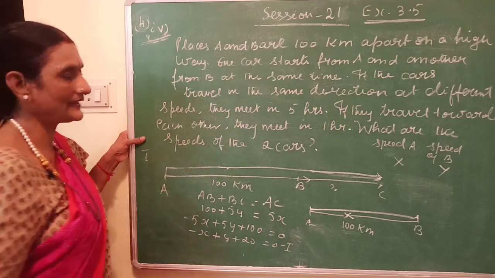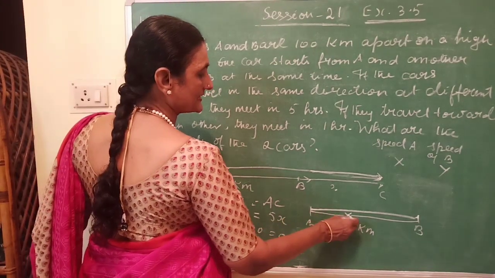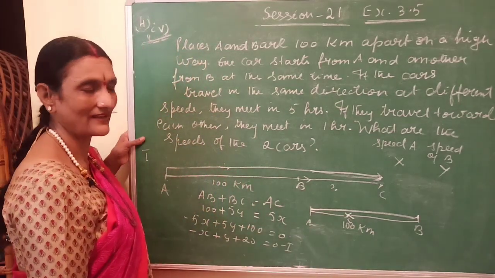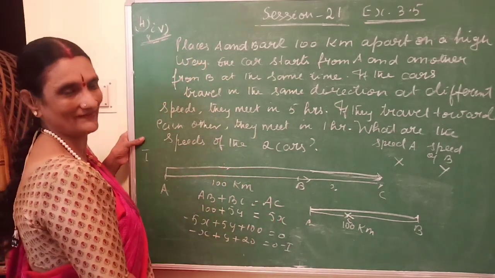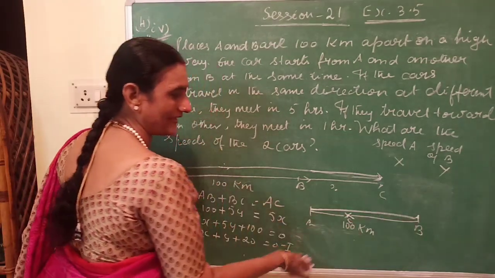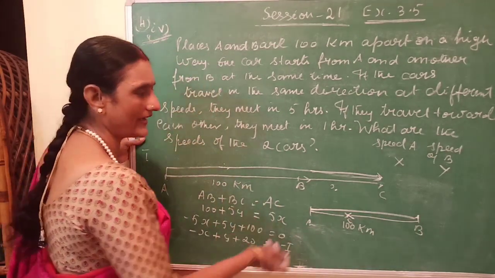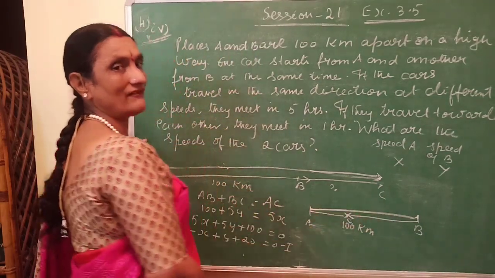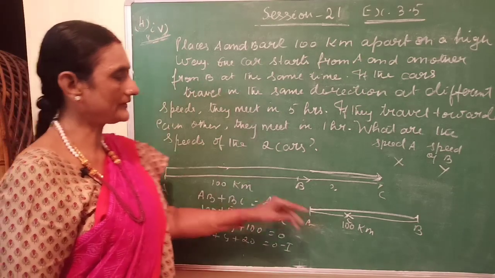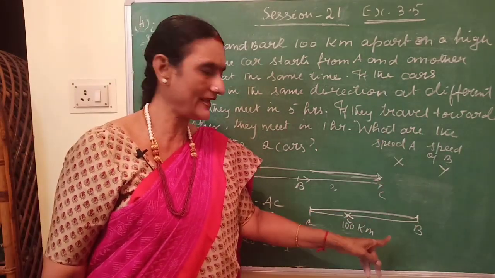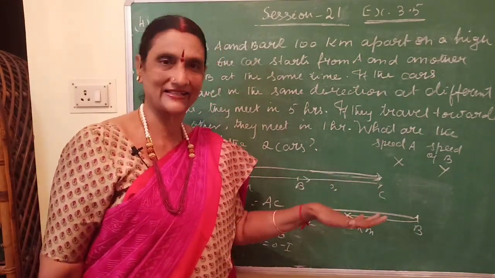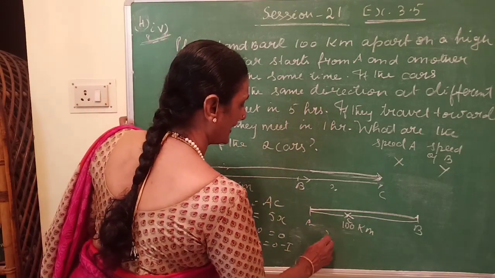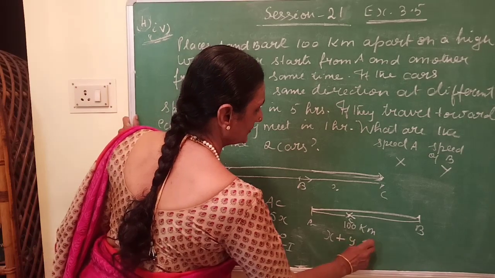That means how much is the distance? Suppose you mark this point as C, what is the distance AC? It is nothing but x kilometers. What is the distance BC? It is y kilometers. Why? In 1 hour the car would have travelled this distance, isn't it? Because the speed we have taken to be y, the distance BC is nothing but y. The distance AC is x. Now tell me what is the equation? It is x plus y is equal to 100.